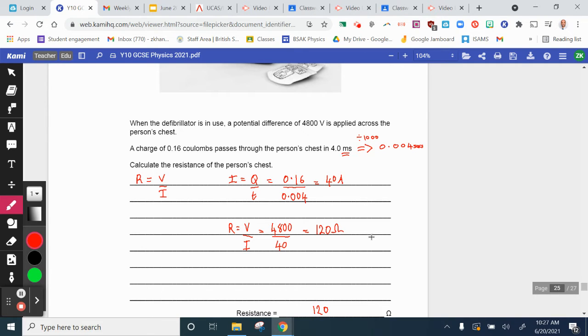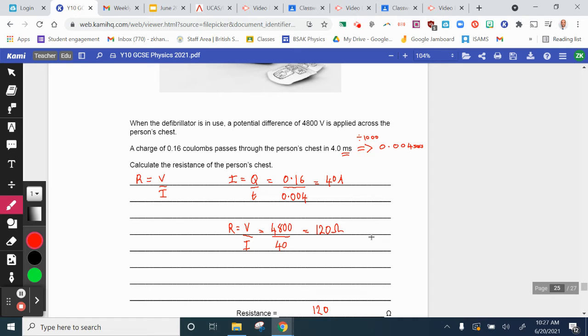So I go straight to the formula. Resistance is equal to voltage over current. Have we got the potential difference, the voltage? Yes. Have we got the current? No. Okay, we've got charge and time. Can we find the current using charge and time? Yes, using the formula. Current is equal to charge divided by time.